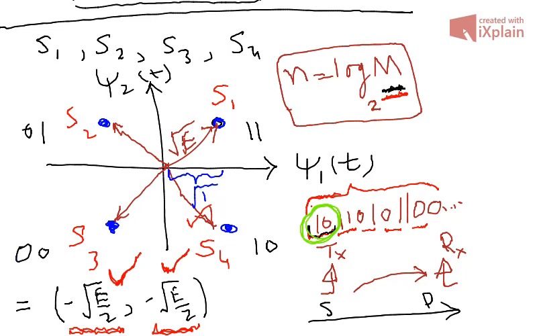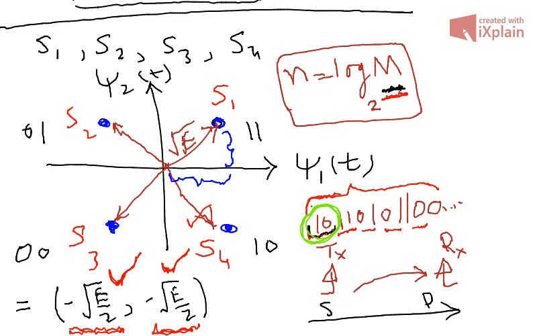So when you find both these sides under root E over 2, this is under root E over 2, this is also under root E over 2, so the length is under root E, which is the energy of the signal. And this is from the signal constellation.